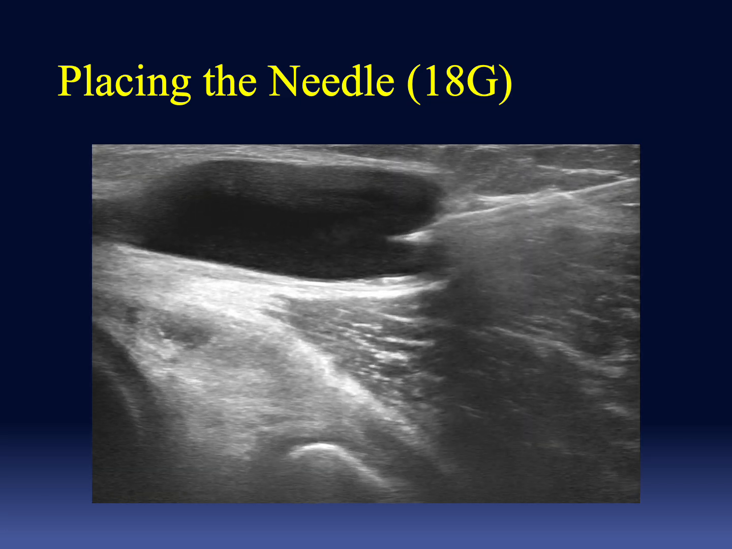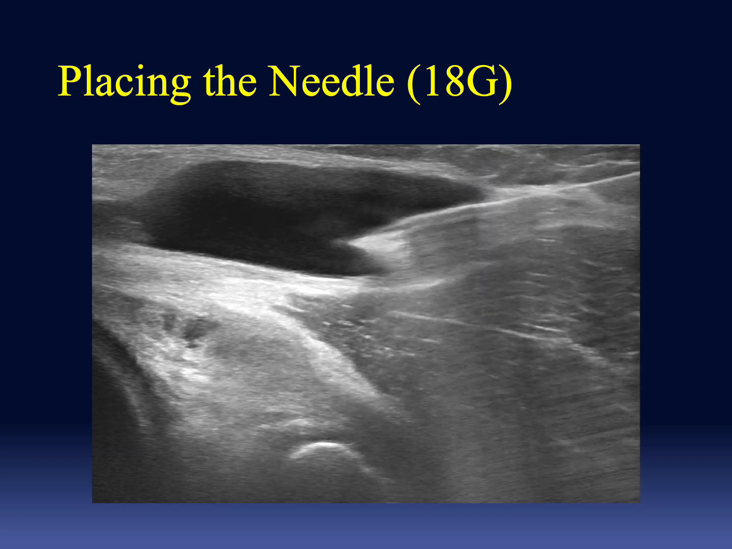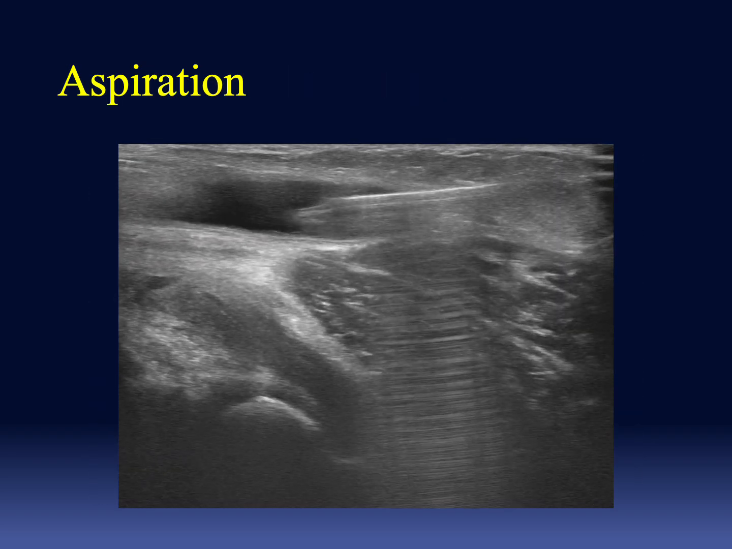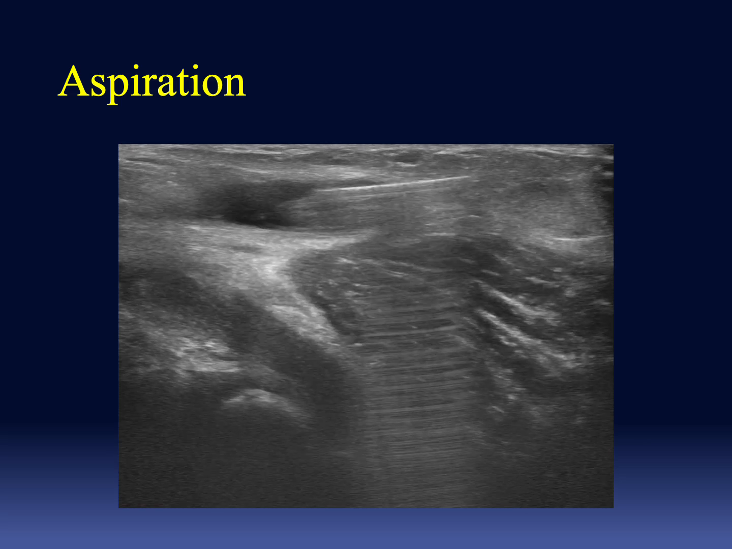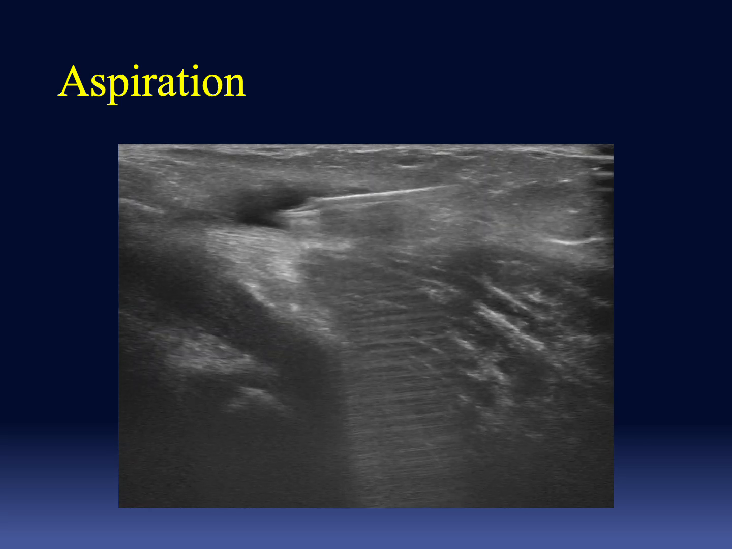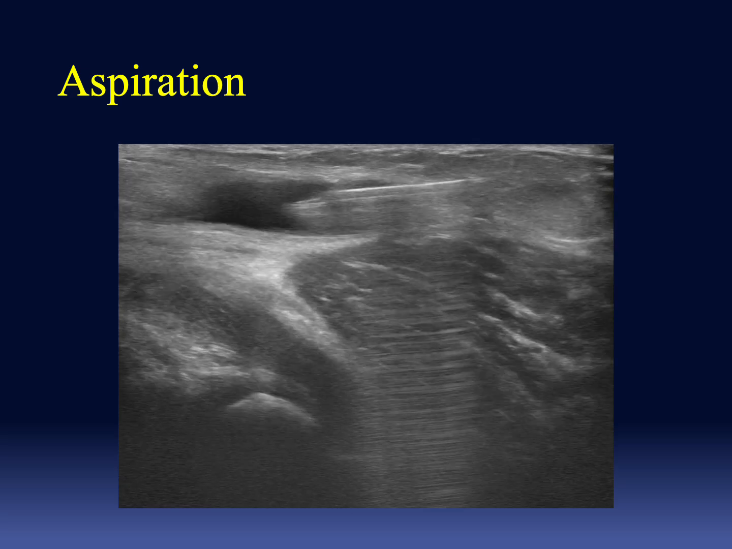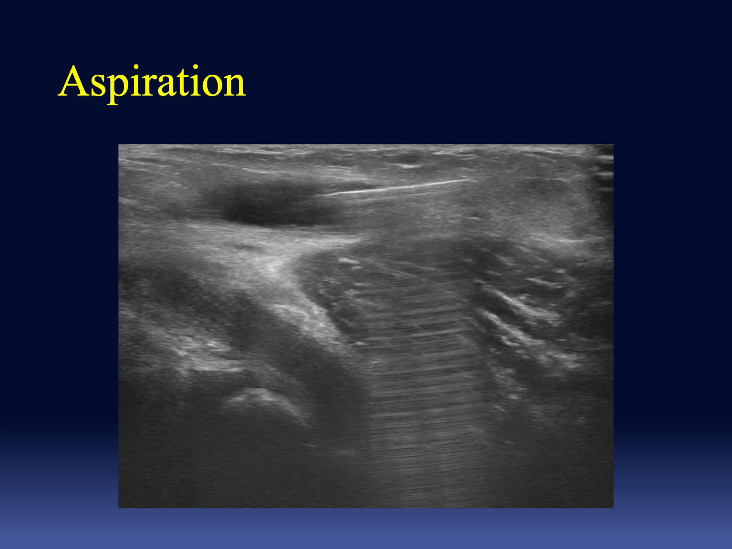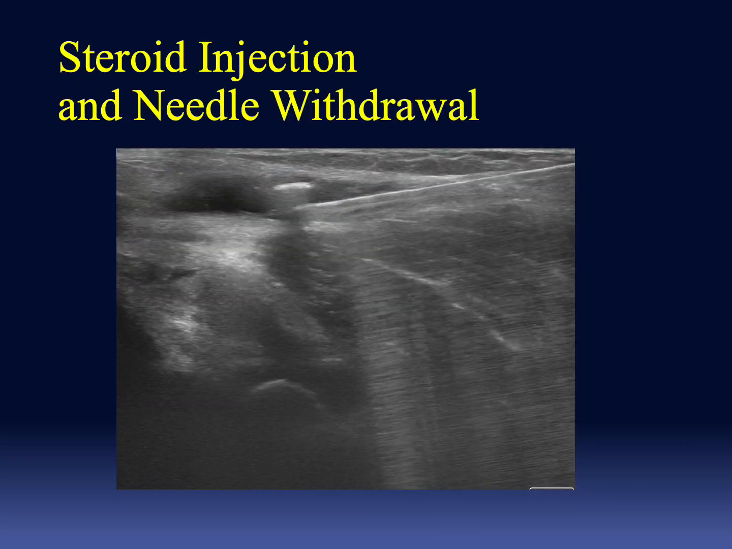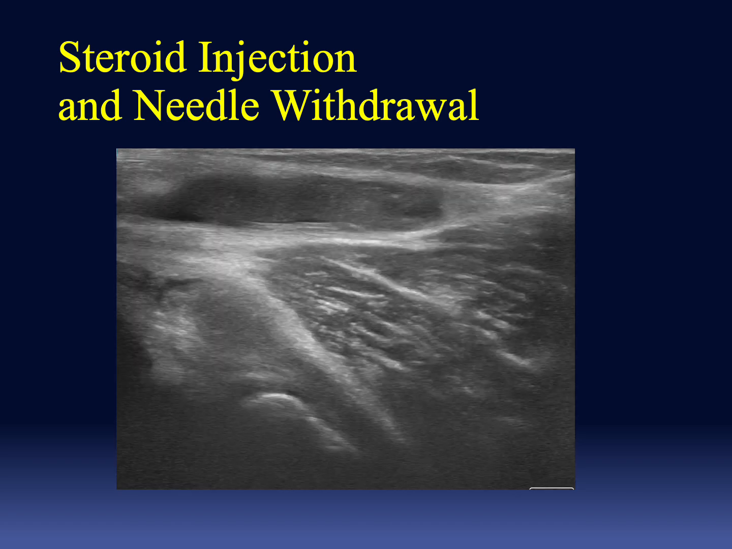Here we are placing the needle in the long axis of the cyst under ultrasound guidance. Here we are aspirating the fluid, and the ultrasound helps you keep the entrance of the needle away from fat or synovium that might plug it up temporarily before you are done fully aspirating. And here we're injecting a little bit of Kenalog and withdrawing the needle.